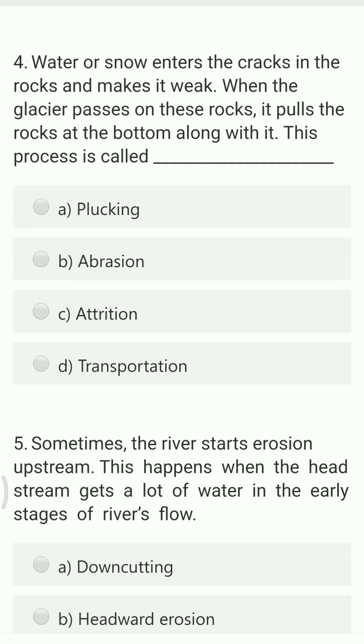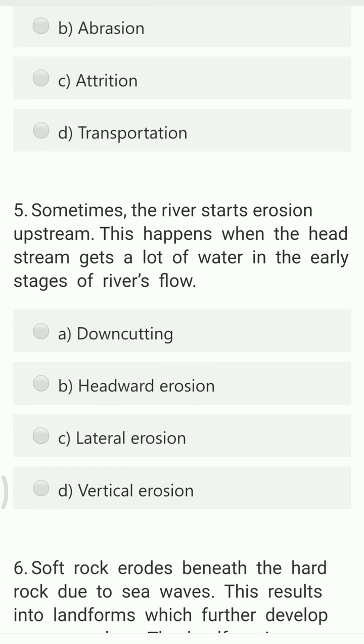Next question. Water or snow enters the cracks in the rocks and makes them weak. And when the glaciers pass over these rocks, it pulls the rocks at the bottom along with it. This process is called as dash. So basically you have plucking, abrasion, attrition and transportation. In the case of plucking, we know that the glaciers or water directly come into contact with the rock material and start weakening the rock and removing the particles out of it. So basically we can say that this is a plucking process.